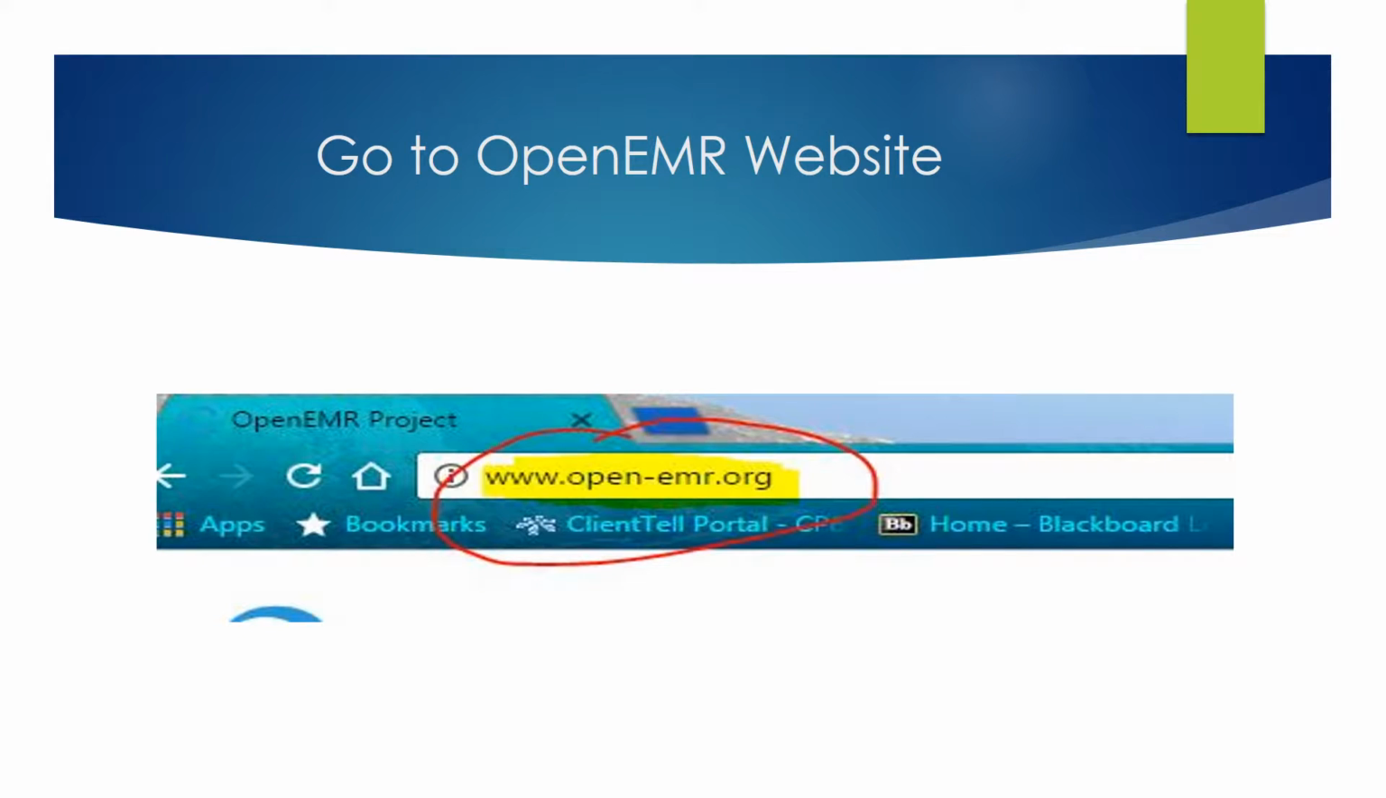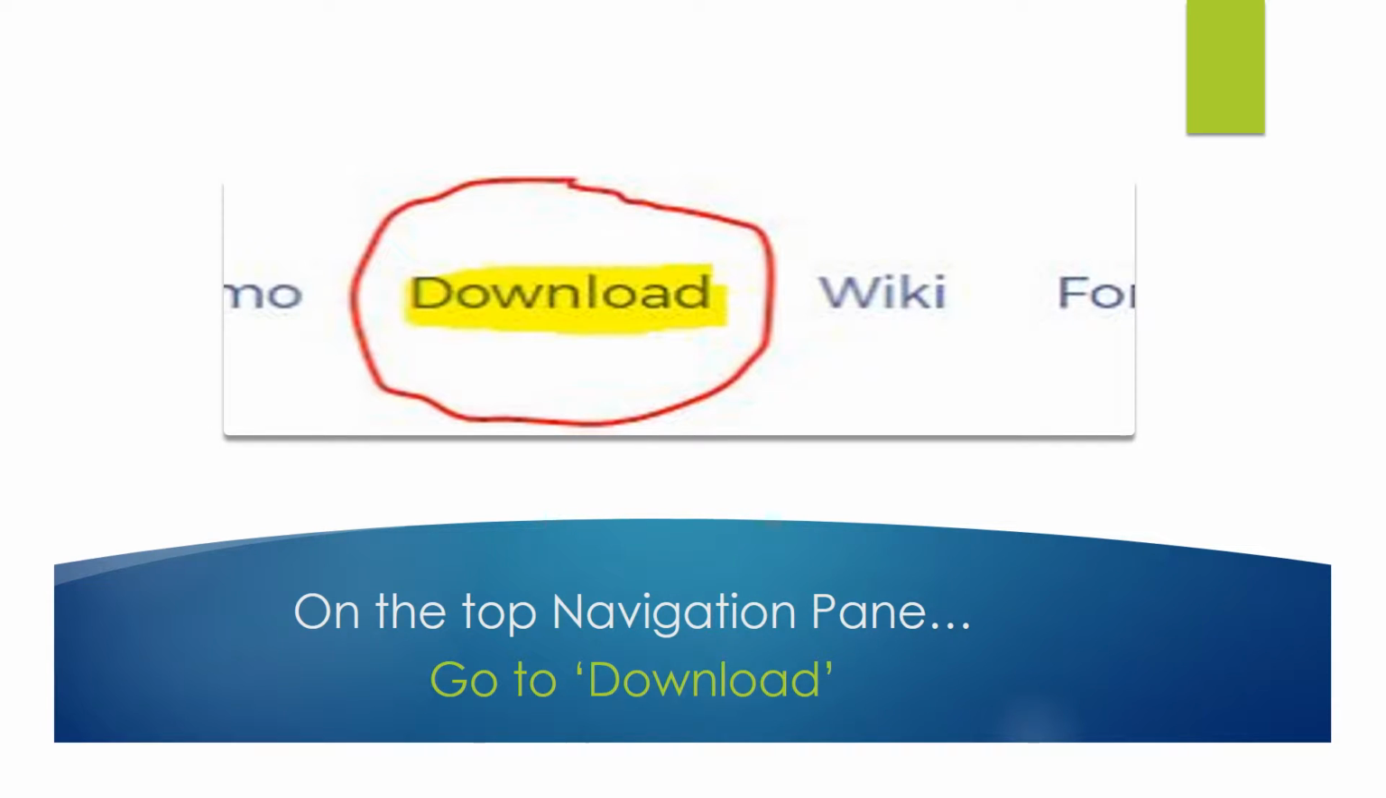The first thing that we need to do is go to the OpenEMR website. That would be www.open-emr.org. And once you get to the OpenEMR website, you want to look at the top navigation pane. There'll be several options for you to choose from, and you want to click on Download.